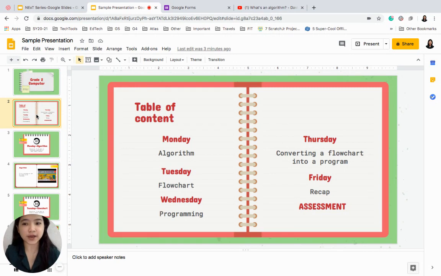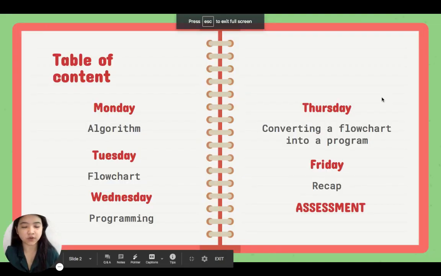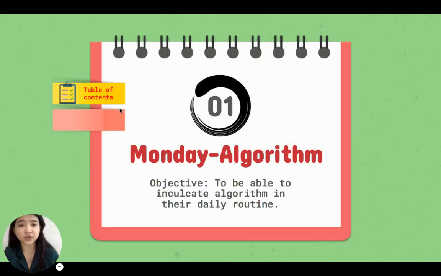Okay, so let's go back to the sample presentation. What I want to happen is if my student will click Monday, he will be rerouted to the Monday page. If my student will click Tuesday, he will be rerouted to the Tuesday page. Let me try presenting this one first without any internal linking. I will click on Monday. Why did it go to Monday? Because Monday is the next page.